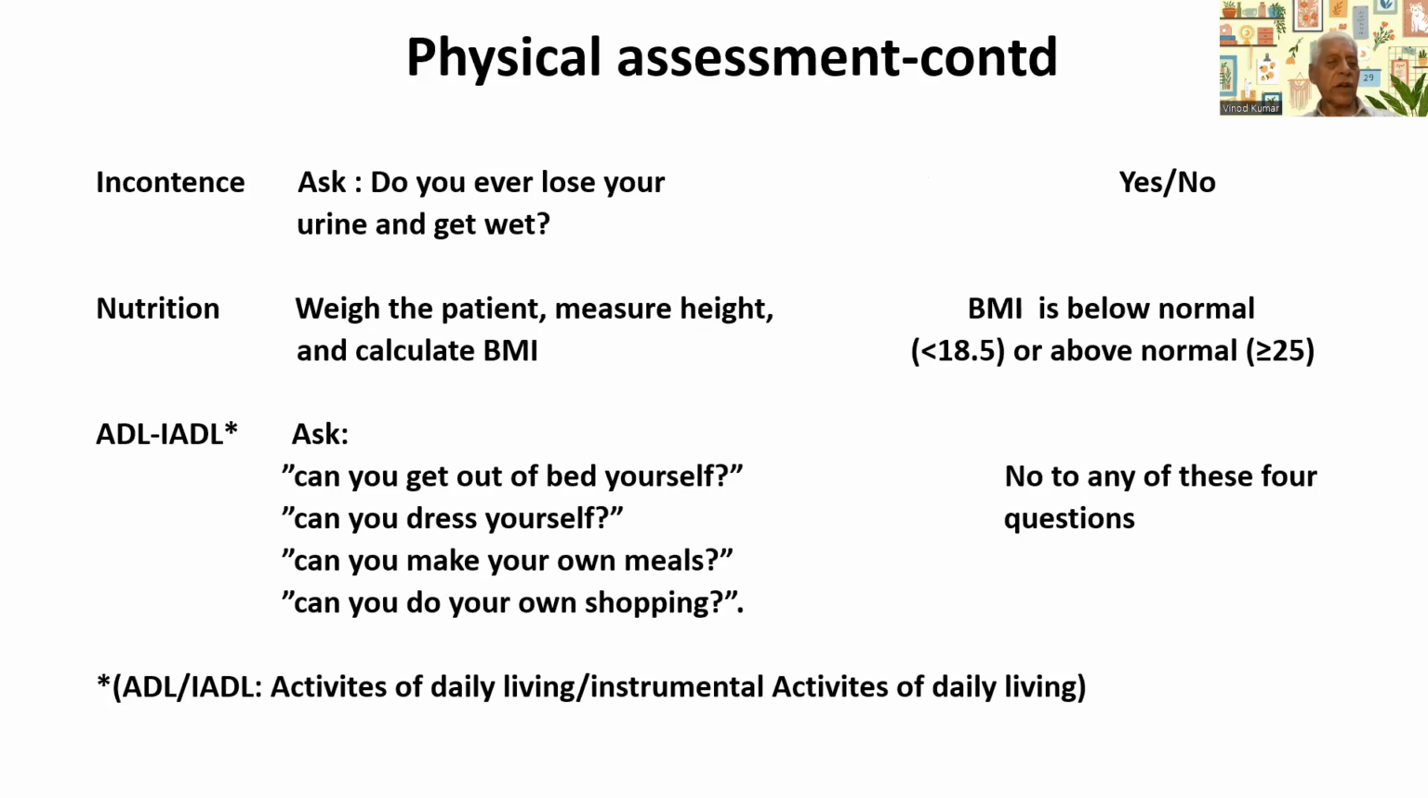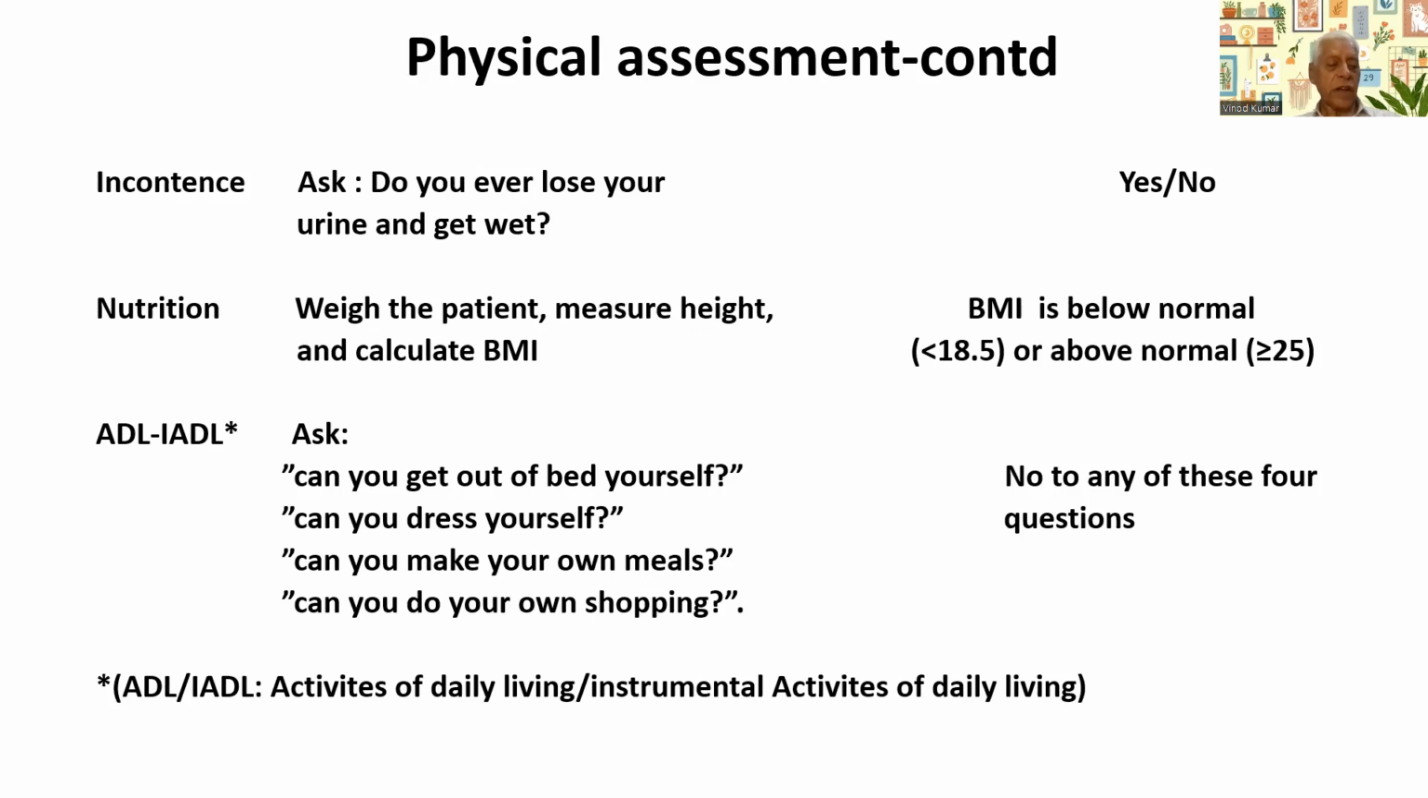Physical assessment continues to find out if the person has any urinary incontinence by just asking a simple question, do you ever lose your urine and get wet? Answer could be yes or no. For nutrition, find out the BMI. If BMI is below normal or above normal, it is abnormal.